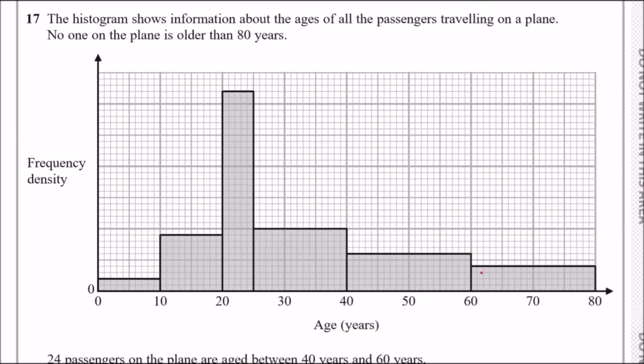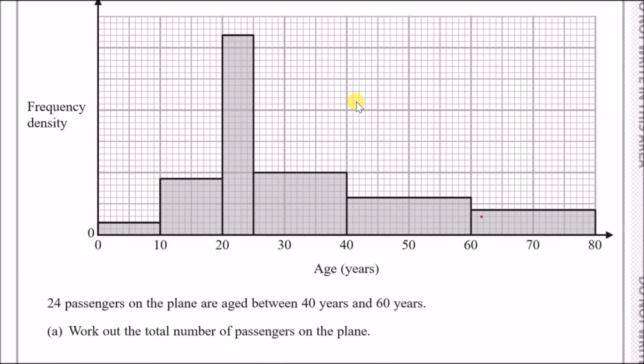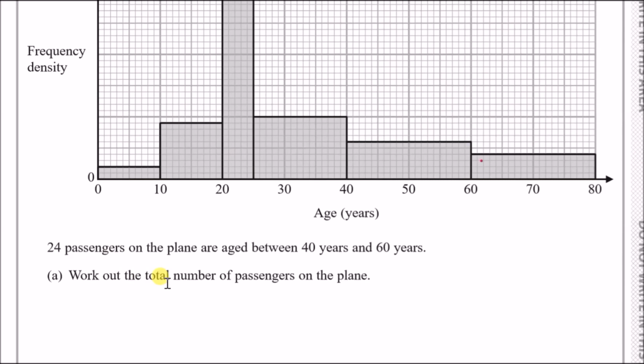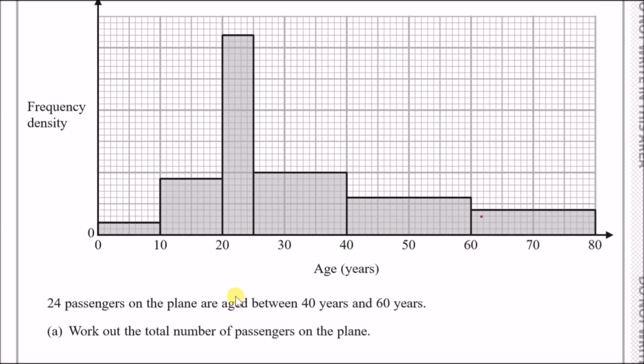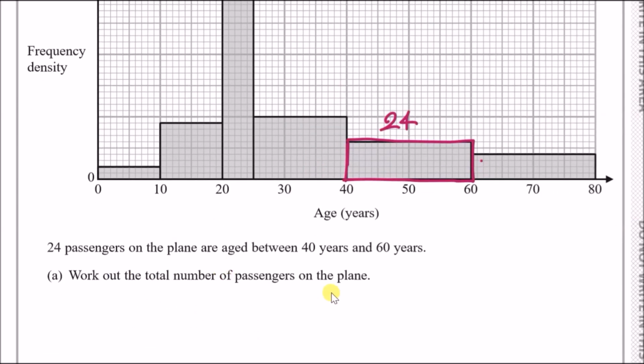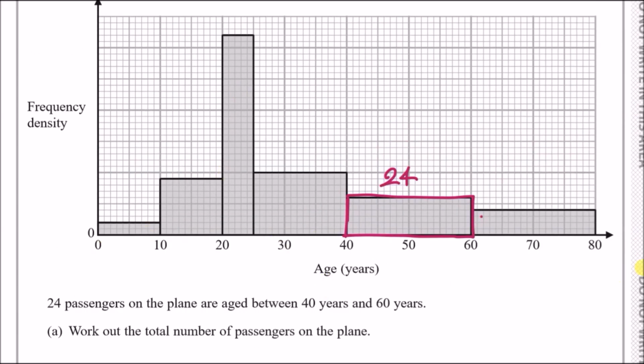All right, number 17. So the histogram shows information about the age of all the passengers traveling on the plane. So no one on the plane is older than 80 years old. All right, so this is limited between 0 and 80. So 24 passengers on the plane are aged between 40 and 60 years. All right, so we're talking about this region here, this block right here. We know that the total number of passengers is 24. Okay, work out the total number of passengers on the plane. So in other words, all the rest of the areas.